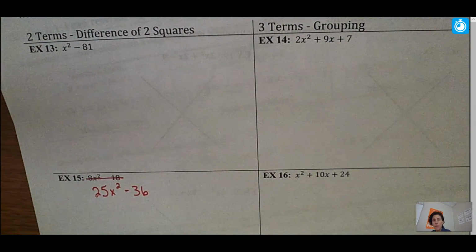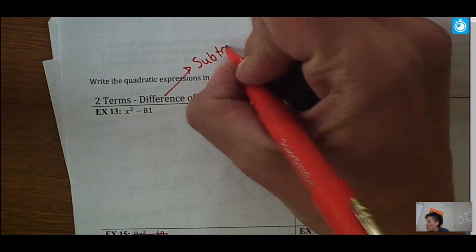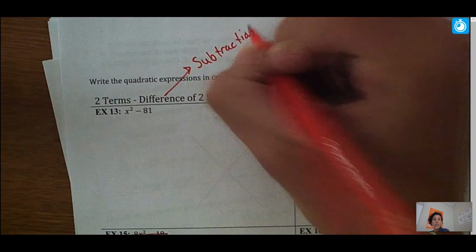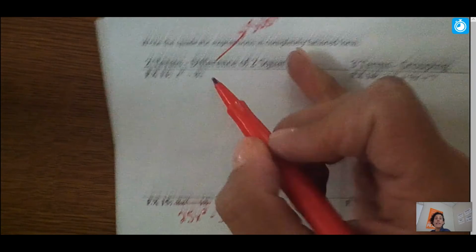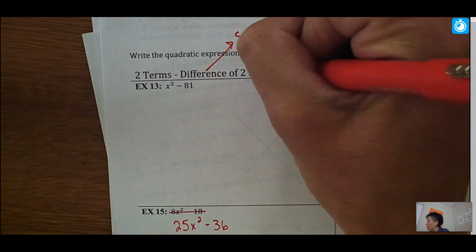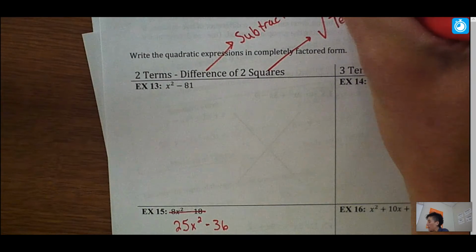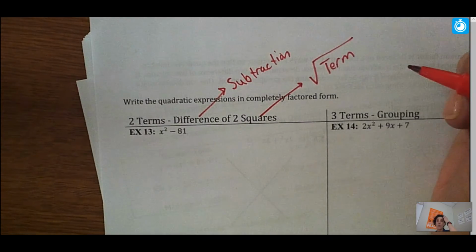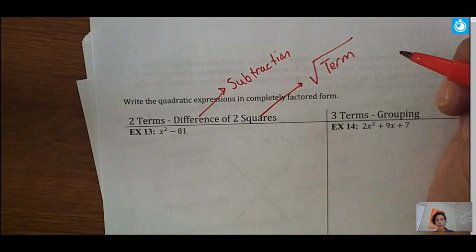So that's why I'm only going to be doing this column and not this column, because these all have 3 terms. All right? The other thing, it needs to be difference. Difference in the math world means subtraction. So I should see a subtraction sign between these 2 terms as well, which these all do. And then the last thing is the 2 terms that we're looking at should be a perfect square. So when I take their square root, I get something nice. I wouldn't need a calculator. I wouldn't get a decimal or fraction.